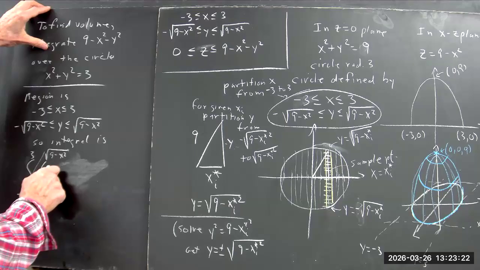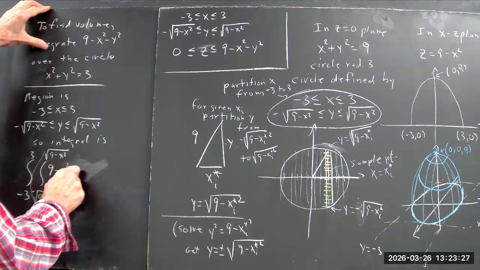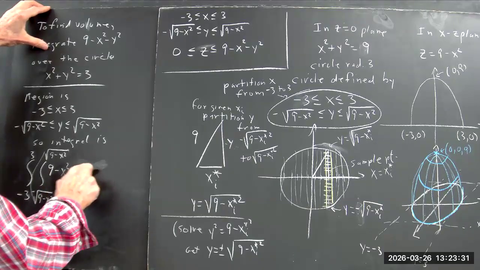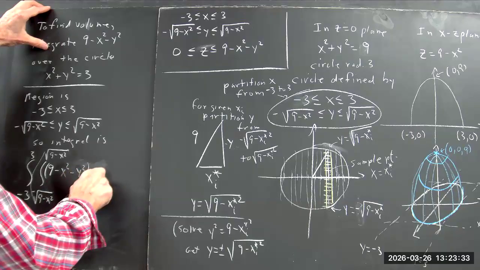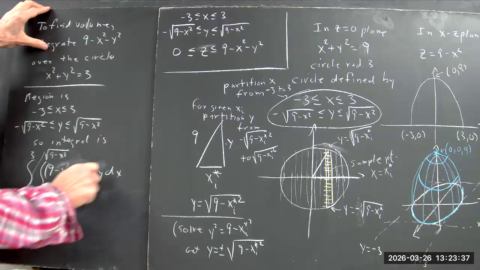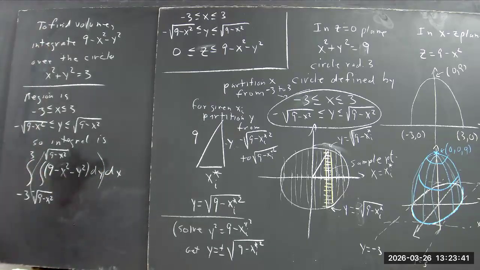You've got to integrate nine minus x squared minus y squared. The function you're integrating is just the altitude.